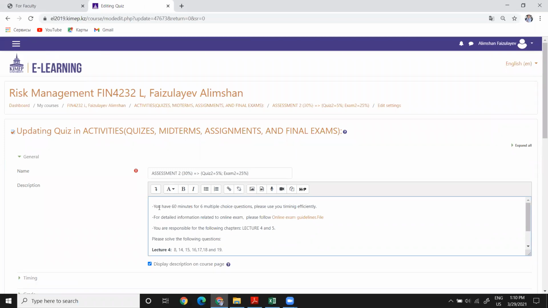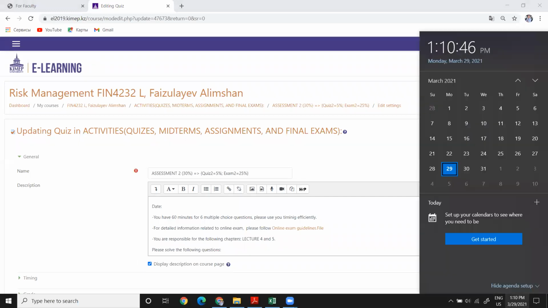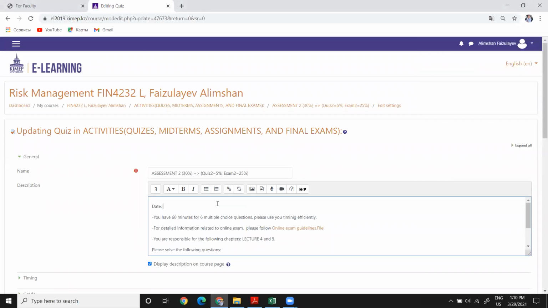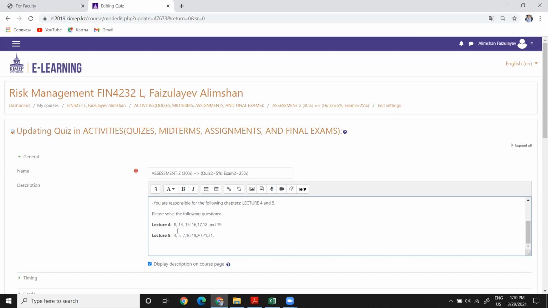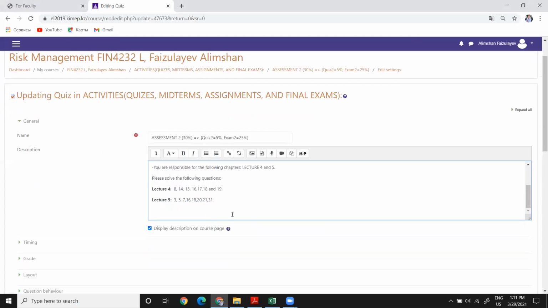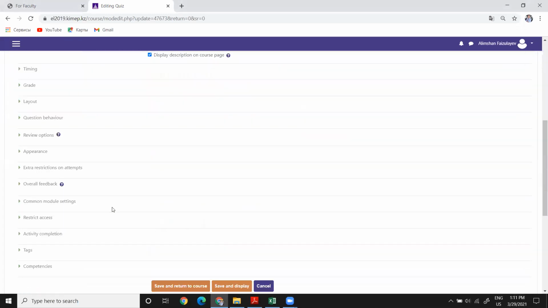I have not put the dates, but I have to put dates and time. Let me put dates: the 29th, 30th, and the 31st. And the time is during the class hour, which is 1 p.m. And what else do we need to know? That's it. This is the most important. And the Zoom link. The Zoom is a must, okay? You have to log in to the Zoom, opening your cam.